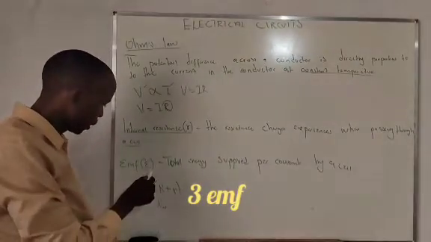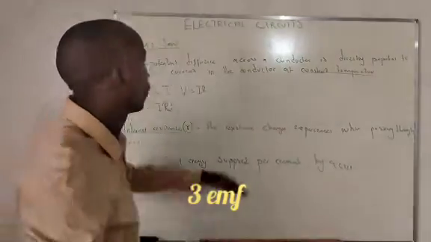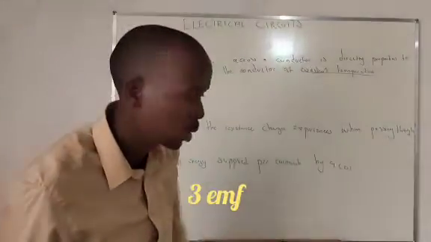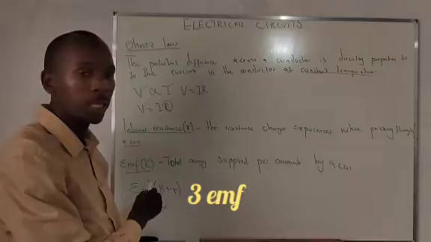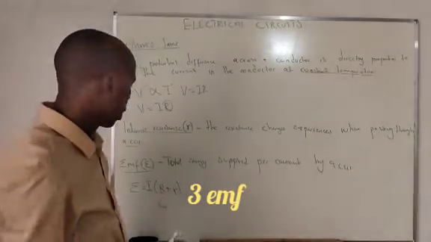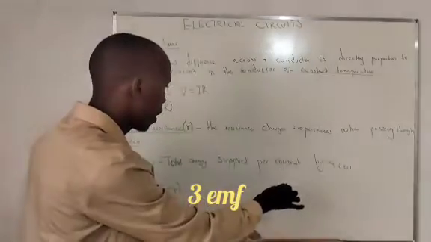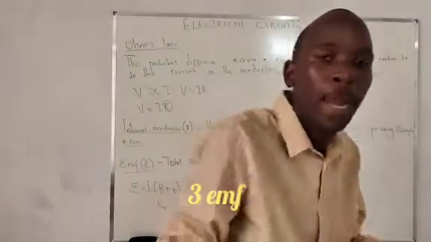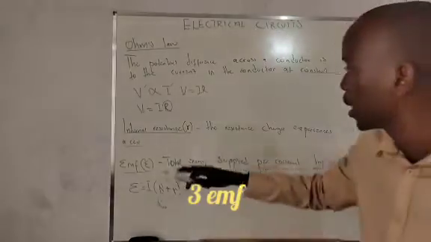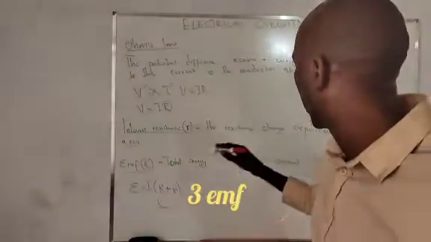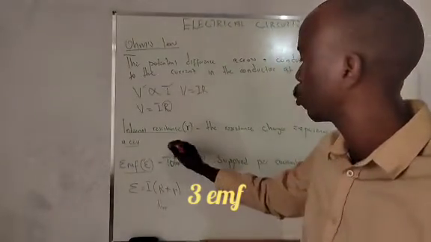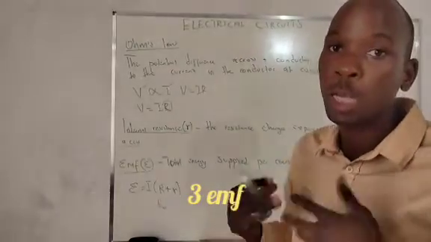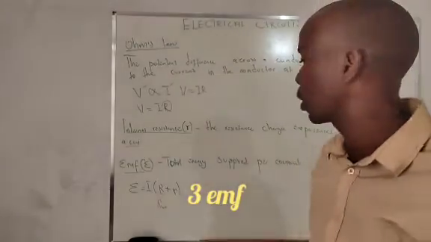As we proceed, the third definition that you have to know in grade 12 physical science, as far as the topic of electrical circuits is concerned, is EMF. EMF is denoted by this letter, as you can see, a sort of an E. It is the total energy supplied per coulomb by a cell. As you know, internal resistance is the resistance that charges experience when passing through a cell. It is measured in ohms. Resistance, of course, is measured in ohms. So the third definition that you have to know is the EMF.